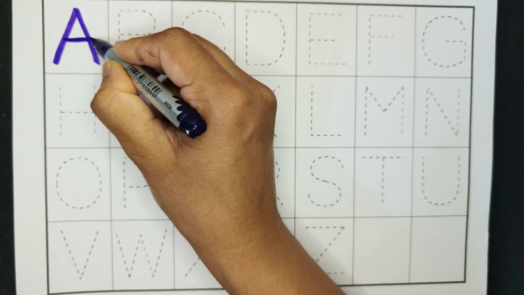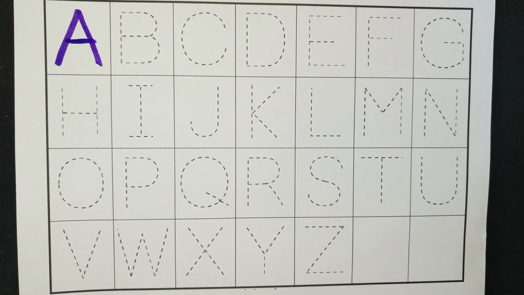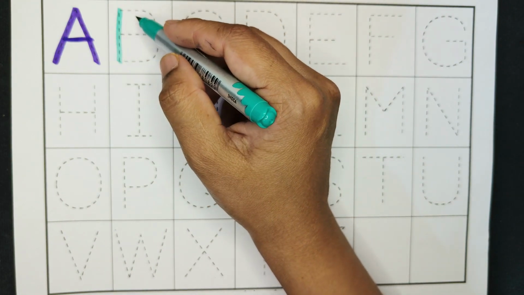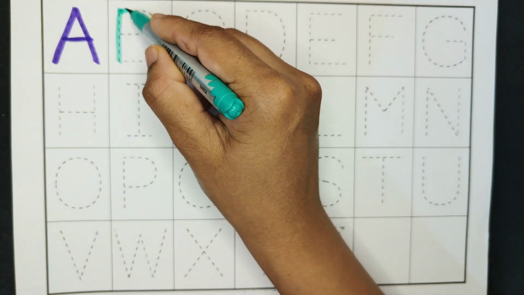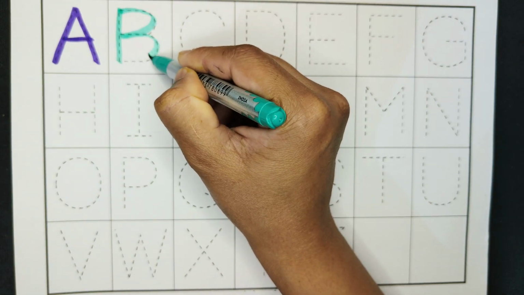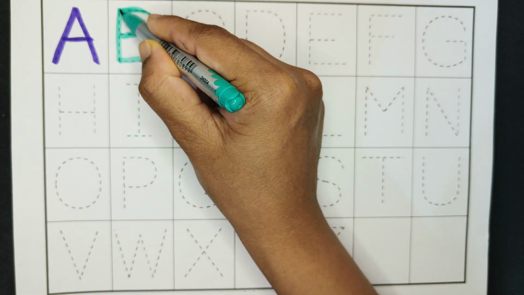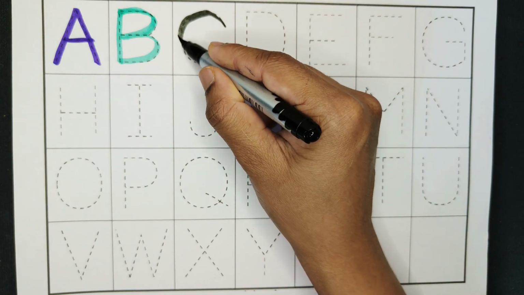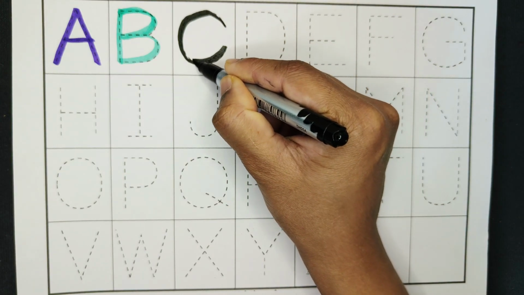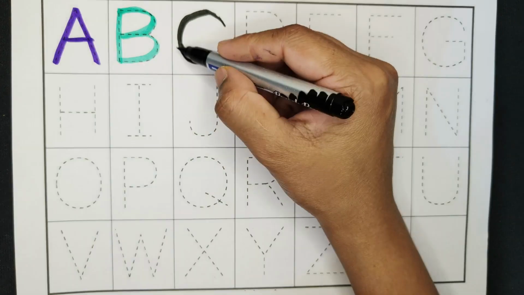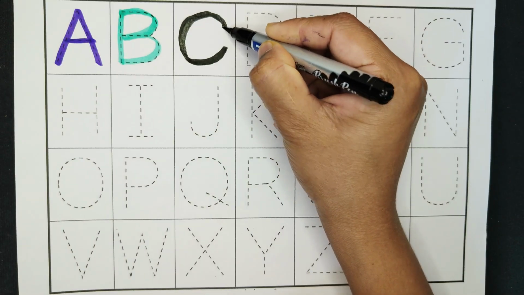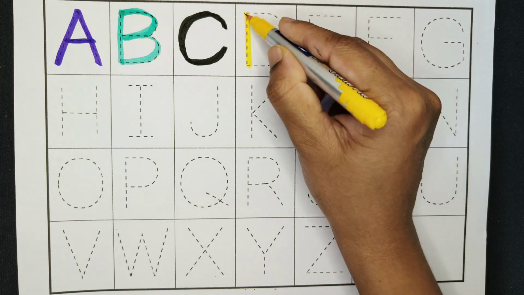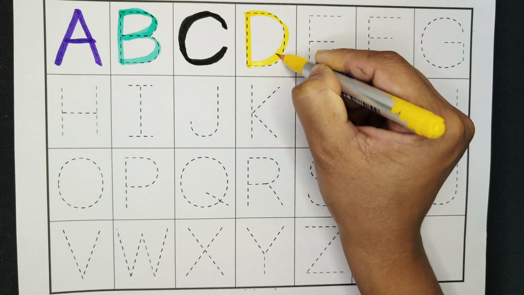A is for aeroplane. B is for balloon. C is for crocodile. D is for drum.